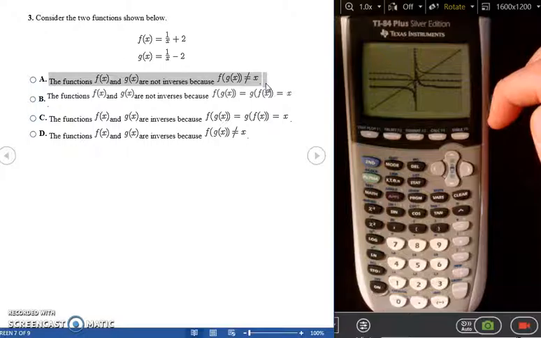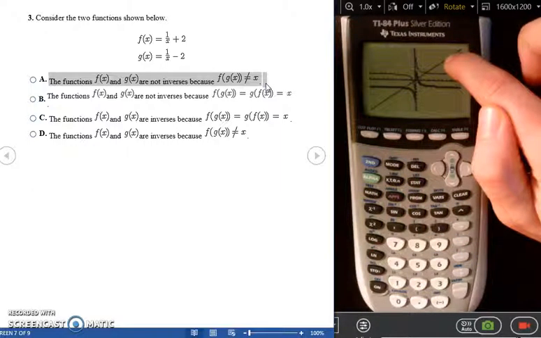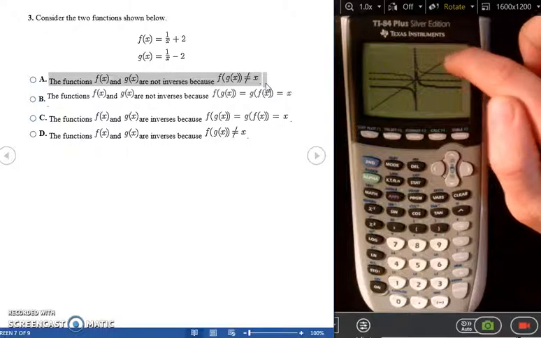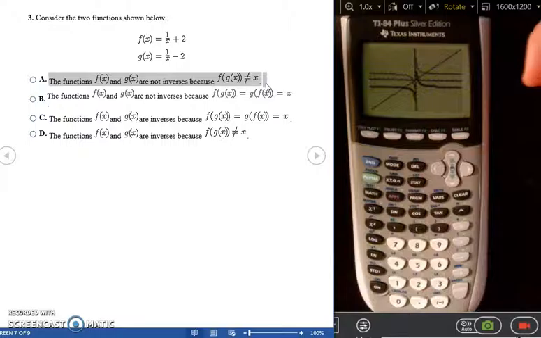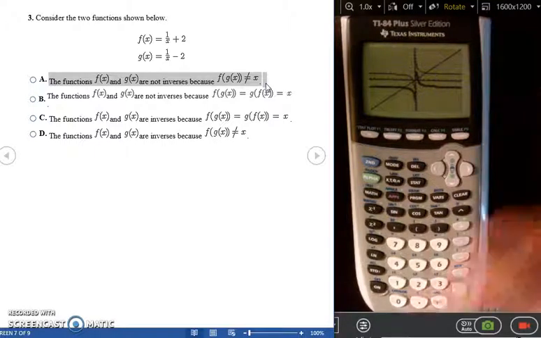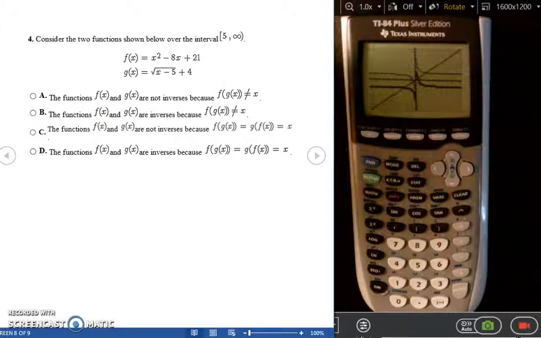And so when I look at that, if I were to fold this graph over the y equals x line, those graphs wouldn't line up. They wouldn't be reflections of each other. So it's not going to be inverses, so my answer is still A. Like I said, you can use either method, just pick the one that you are most comfortable with and stick with it. So number 4 here is going to be the same procedure.